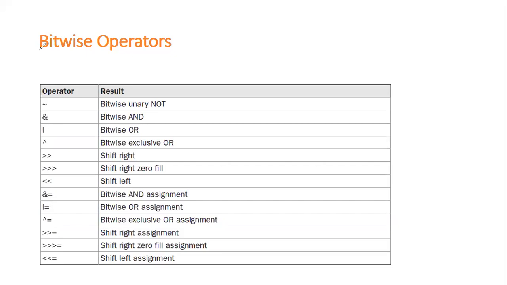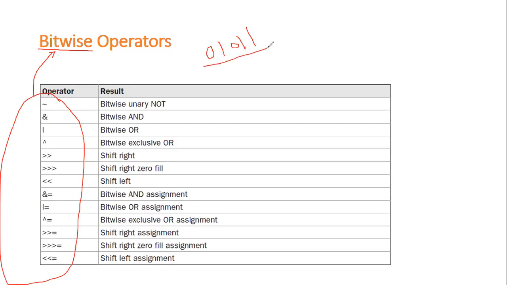In today's class, we are going to discuss these bitwise operators. So now what is this bitwise? All these operators, you can see there are several operators out there, are going to operate on bits. What's a bit? 0 is a bit, 1 is a bit. 0, 1, 0, 1, 1. Everything is a bit.